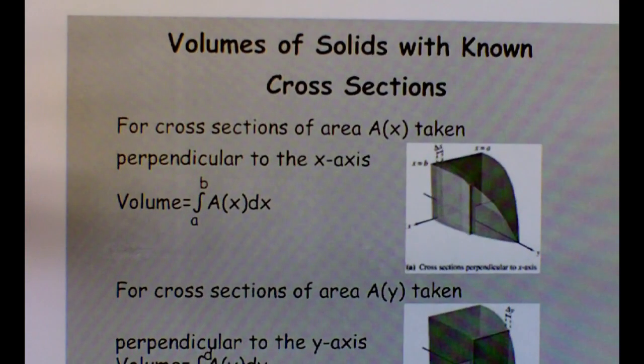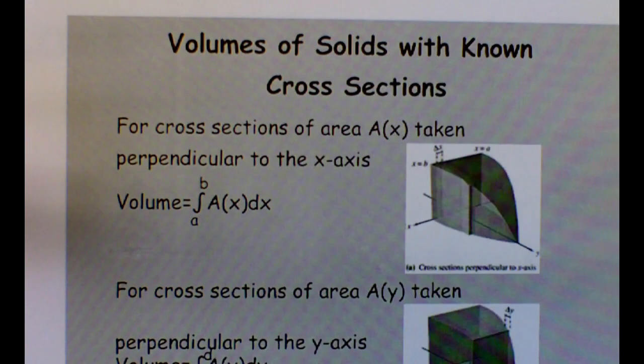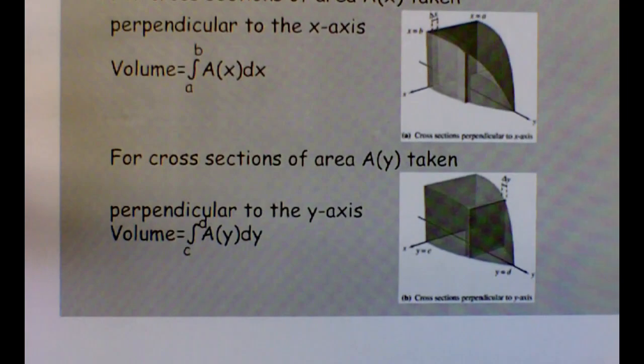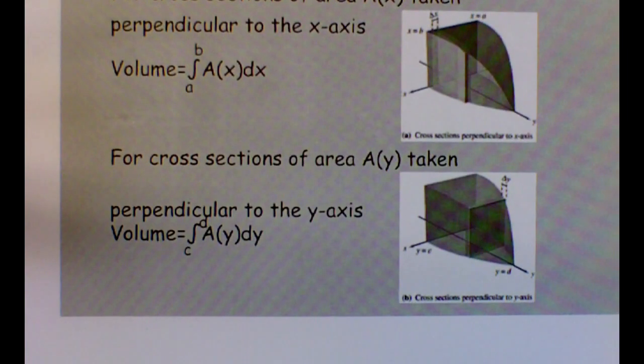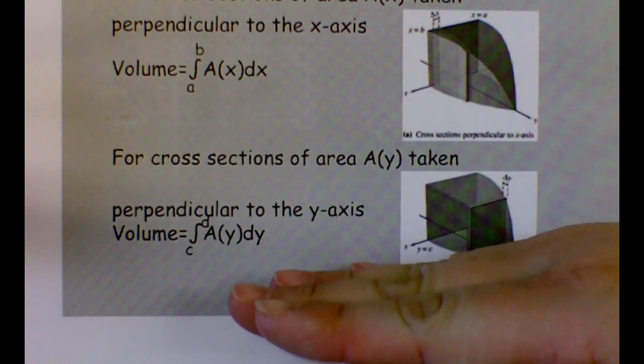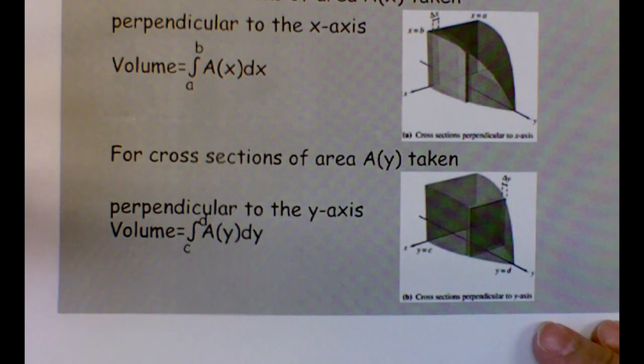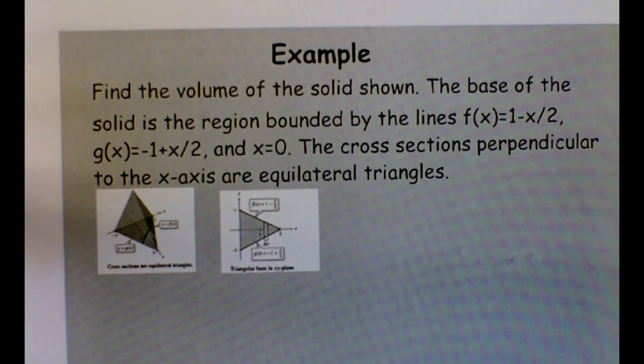To find the volume of a solid with a known cross section, if your cross sections are perpendicular to the x-axis, so that means that's the line I know about, there's my cross section going up, the volume is the antiderivative from a to b of A of x dx, where A of x is the area of my cross-section. If cross-sections are taken perpendicular to the y-axis, we go antiderivative from c to d, A of y dy. So that means this way, that's my A of y, well, my area function of that cross-section. Let's look at what that means a little bit.